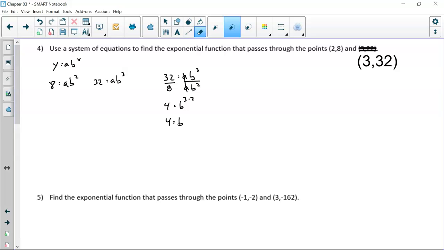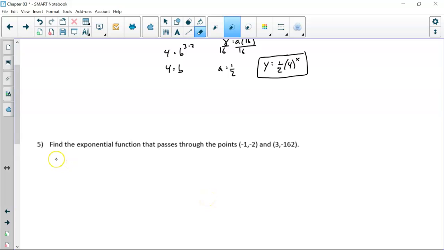And now we can find a. 8 equals a times b, which we just found is 4, squared. So 8 equals a times 16. Divide both sides by 16. A equals 1/2. So y equals 1/2 times 4 to the x. There is our exponential function. These are trickier, so let's do a couple more.